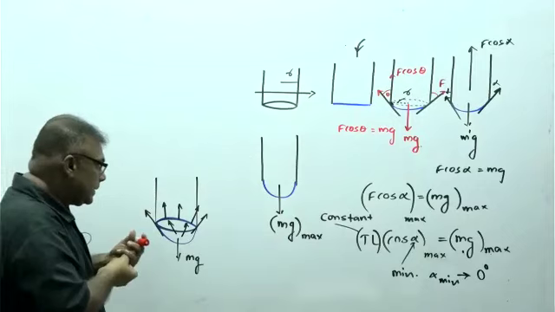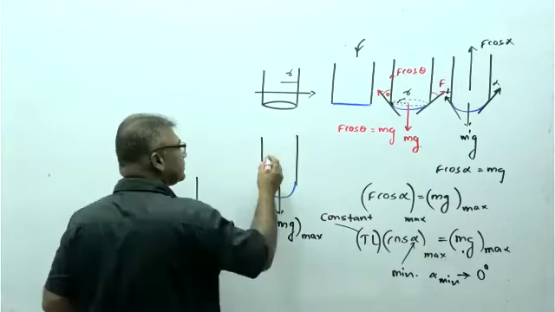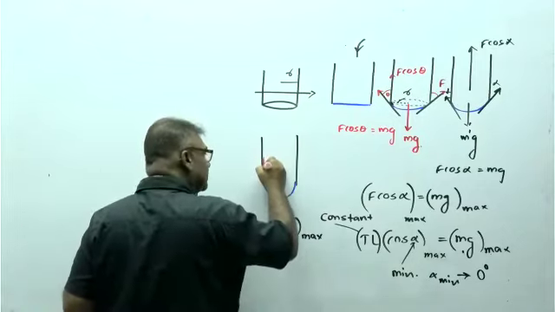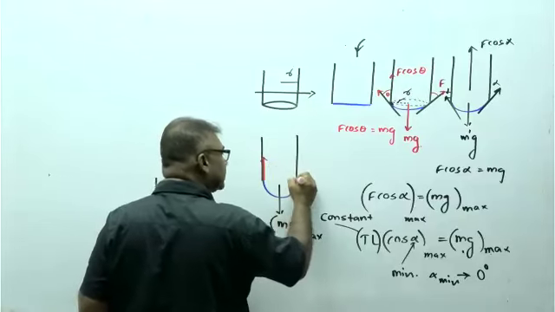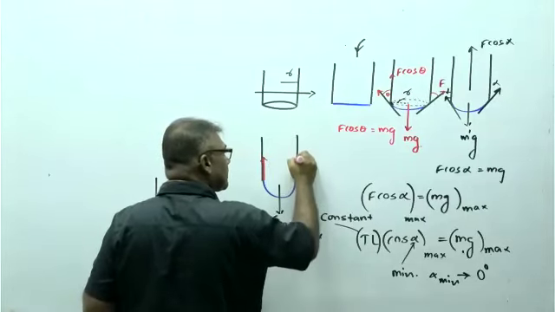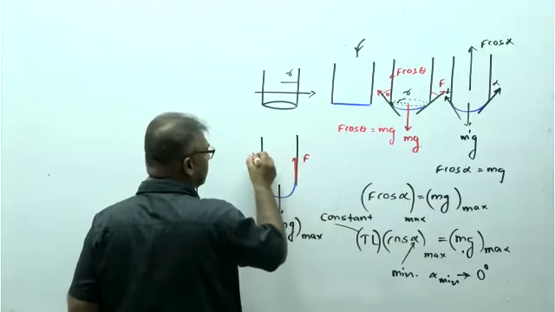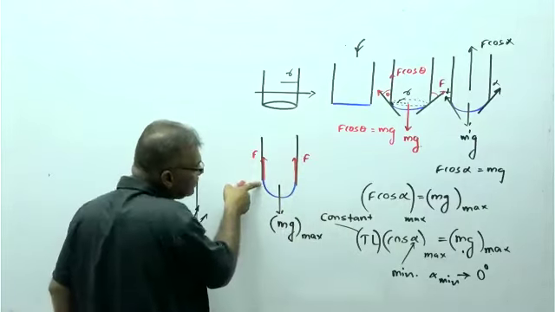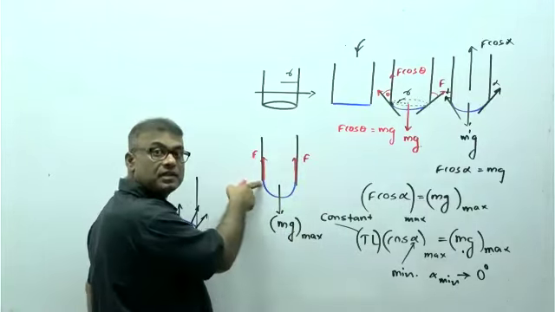Then the tangential line should be drawn like this, no? This is the tangential line. Then the tangential line and this meniscus align with each other.